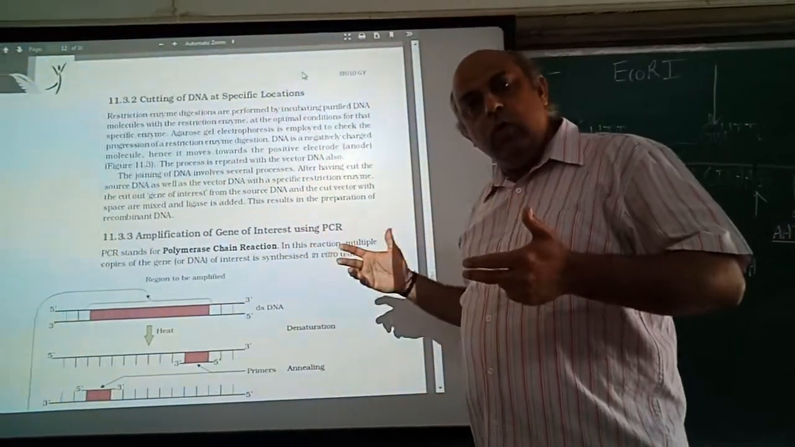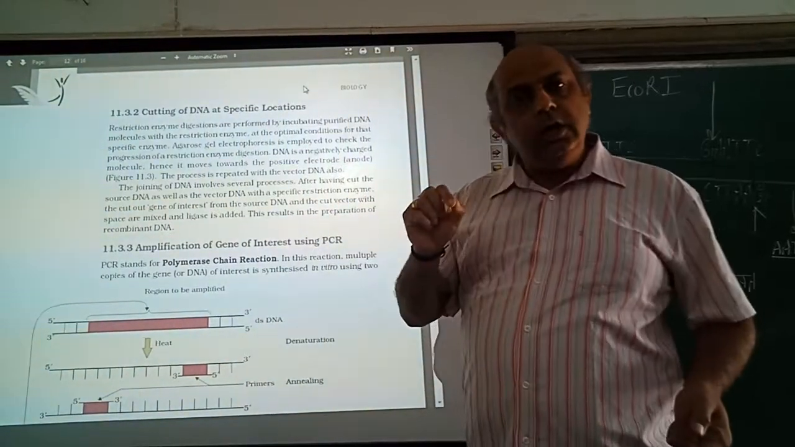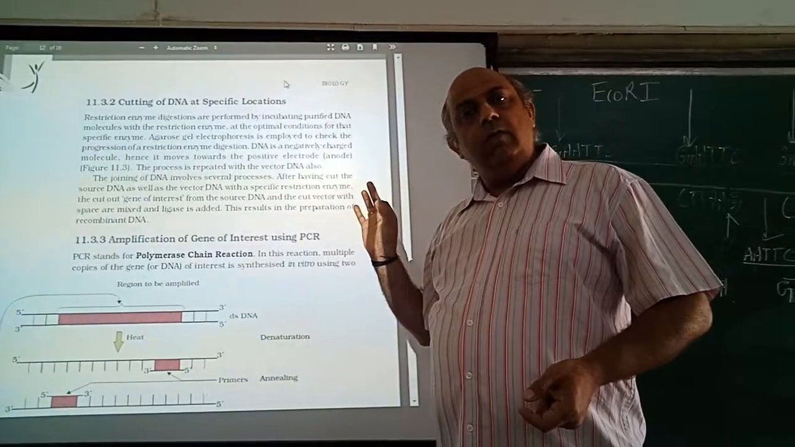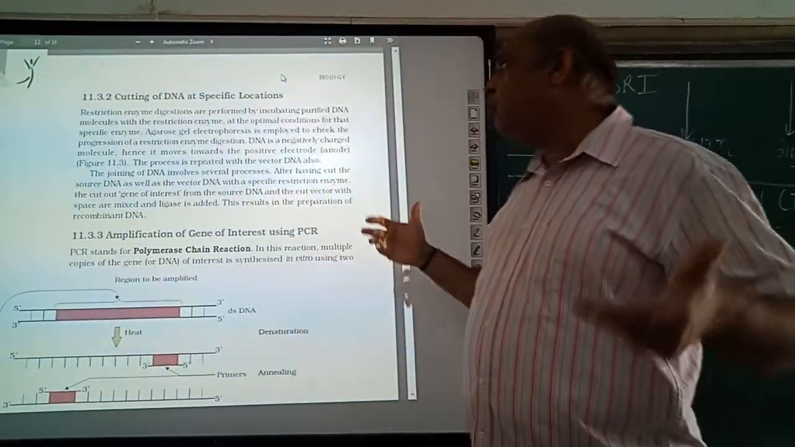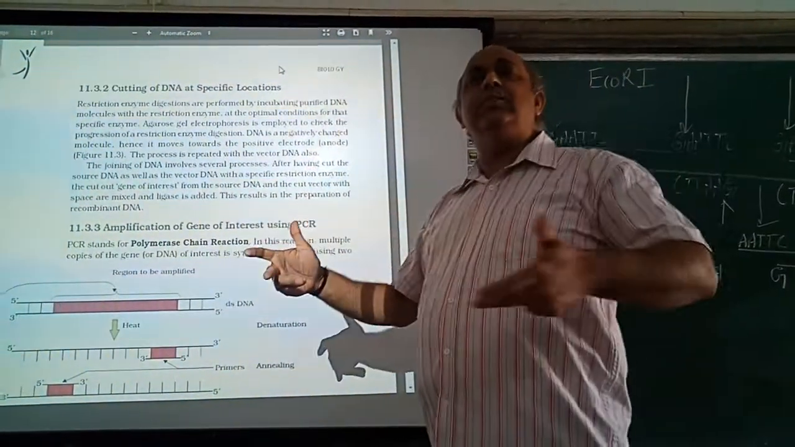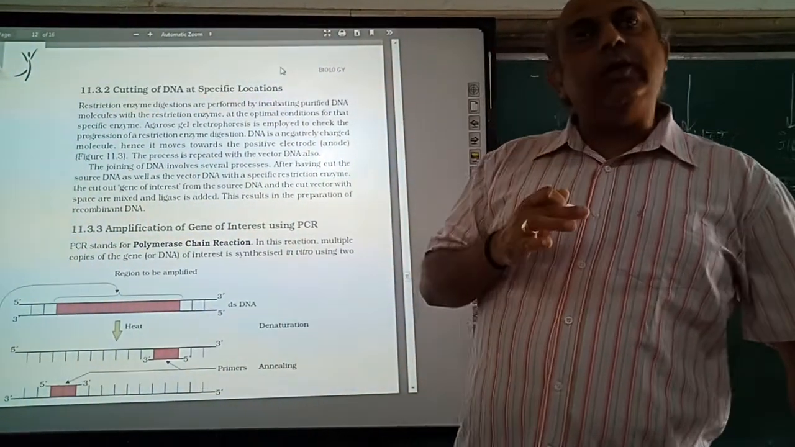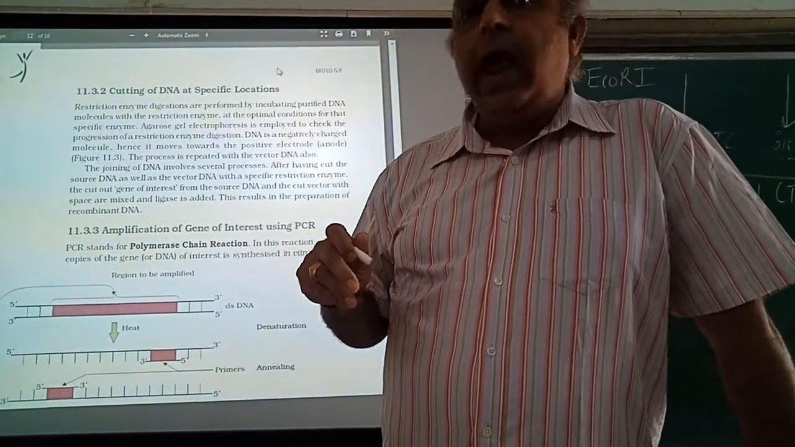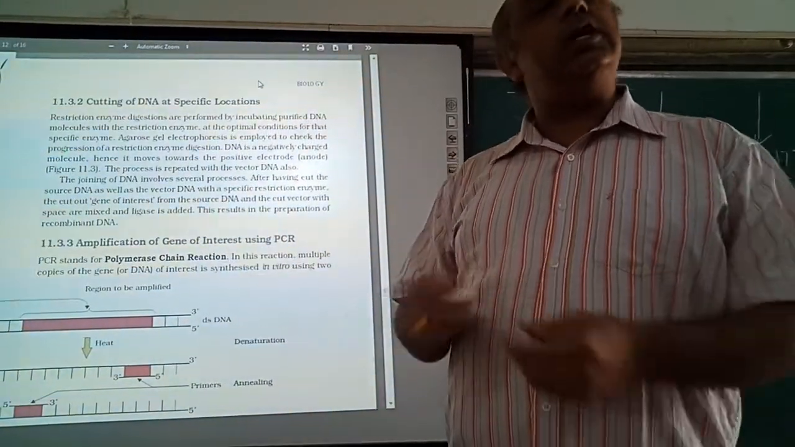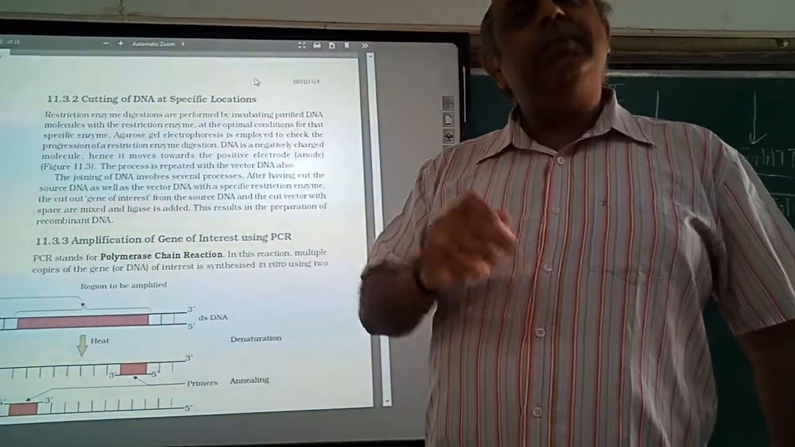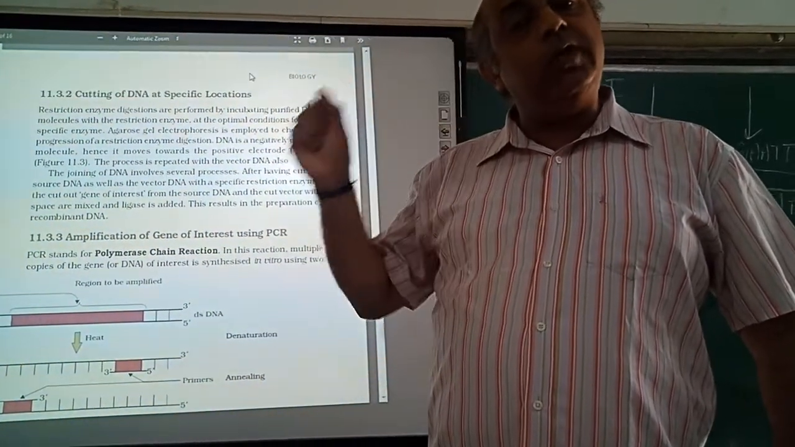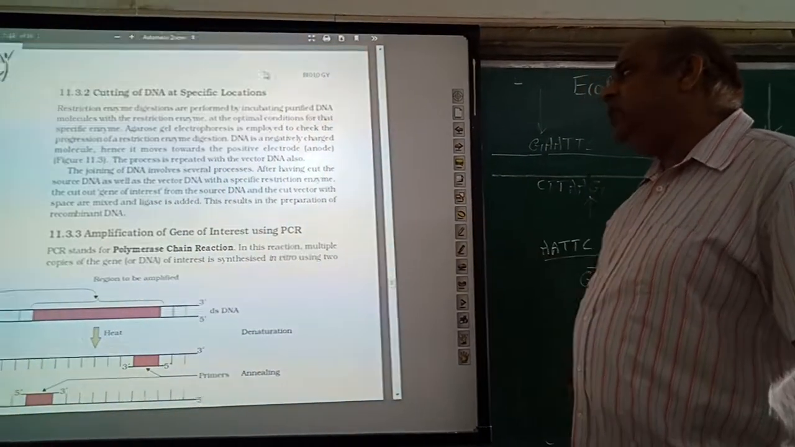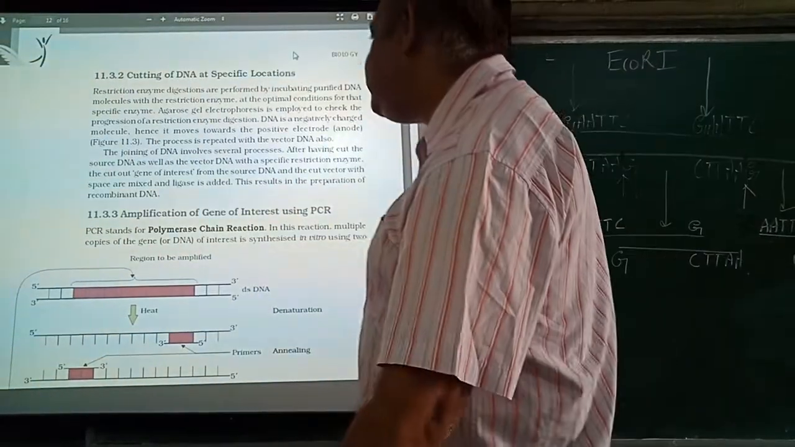We already know. The next step is elution, that is the withdrawal of the desired DNA segment after agarose gel electrophoresis. And then the next step is the joining of the DNA segment of interest with a vector with the help of DNA ligase enzyme. And after that, what do we do? Transformation. Transformation means the transfer of recombinant molecule of DNA into a host. The next topic is amplification of gene of interest using PCR.